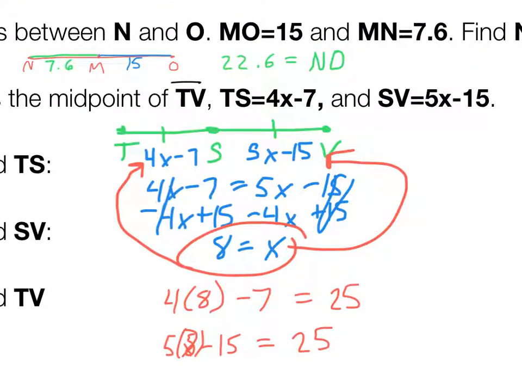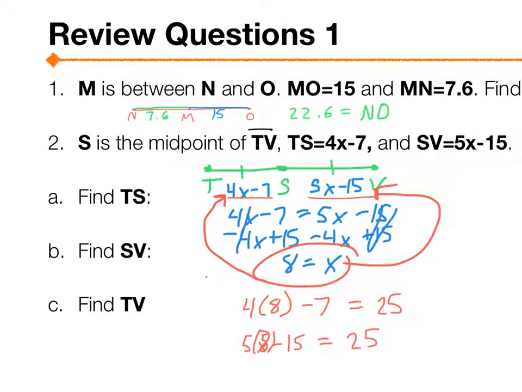Right? TS is congruent to SV, so we know that this is going to equal this if we did our math right. Yes. So what's TS? 25. What's SV? 25. And what's TV? 50.